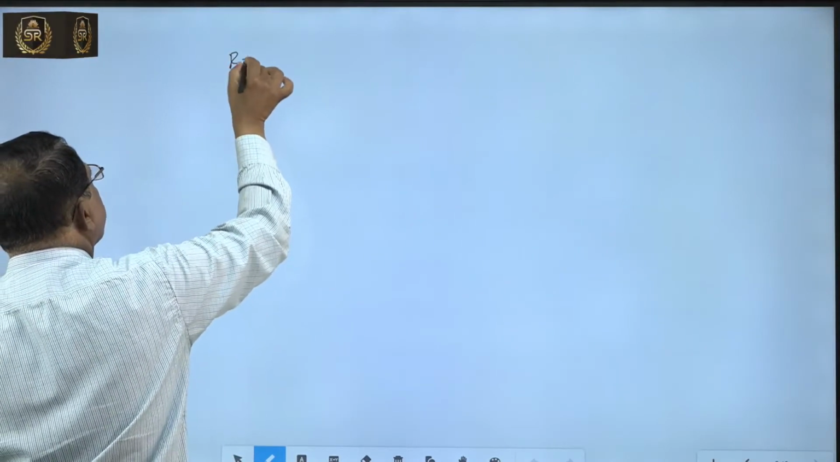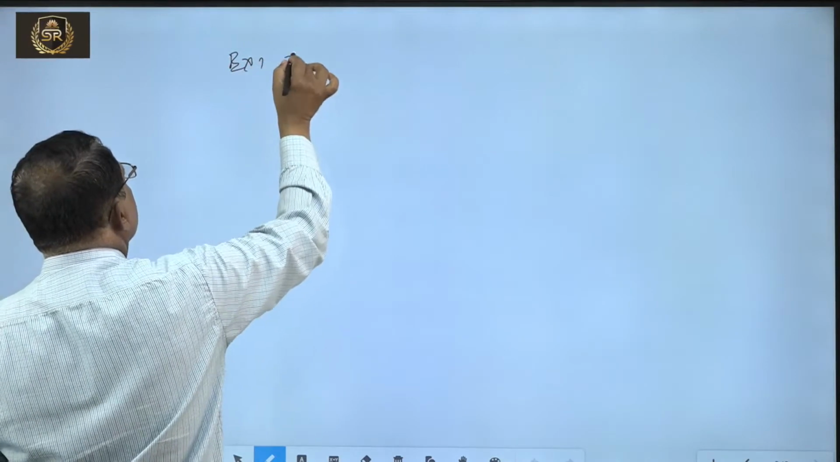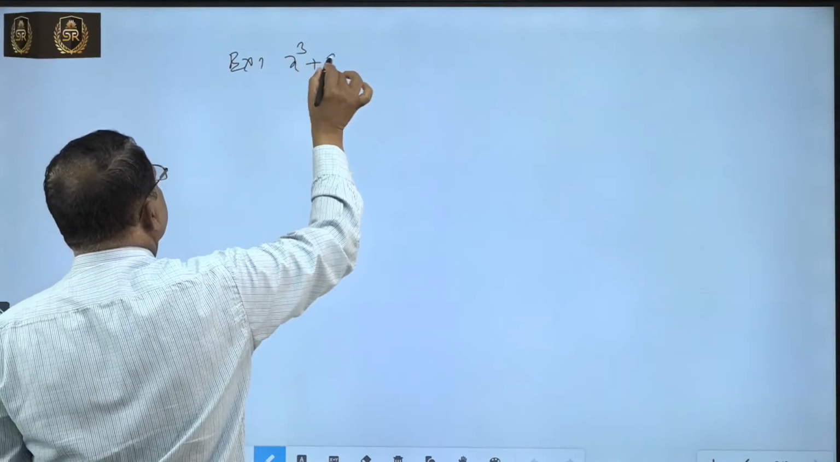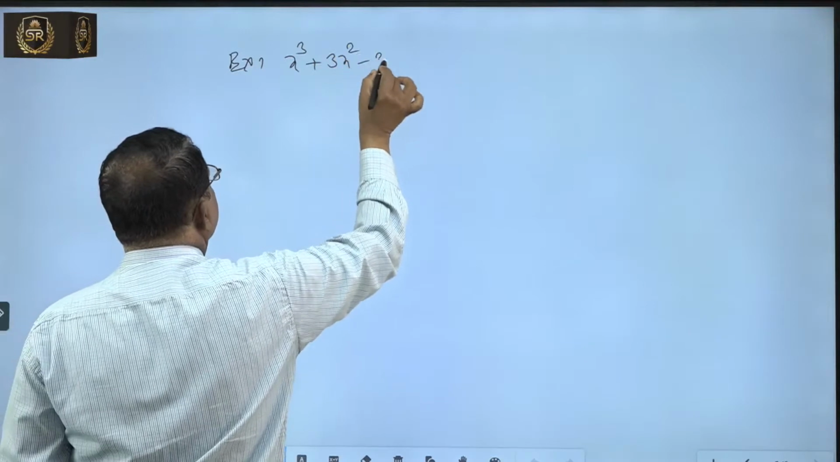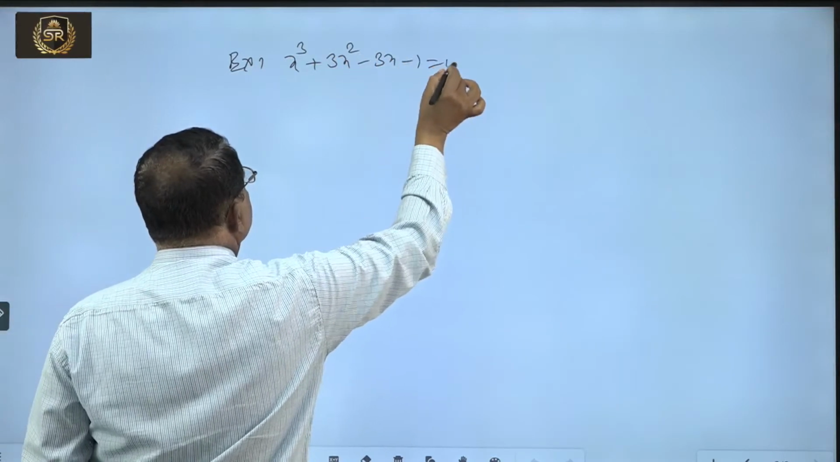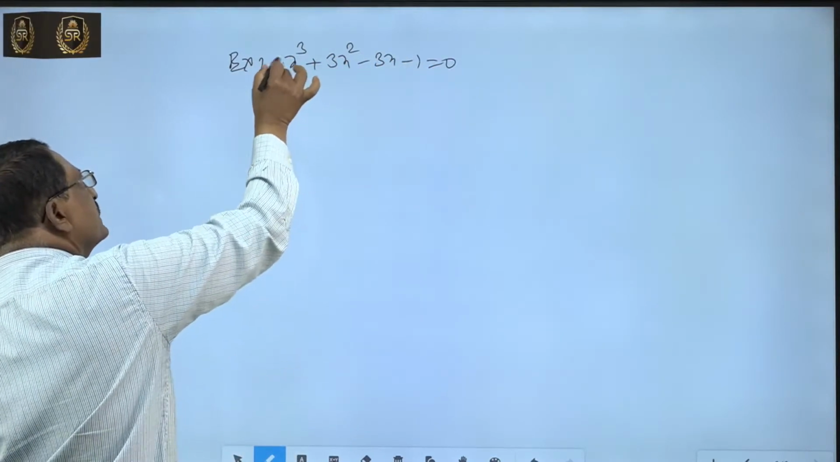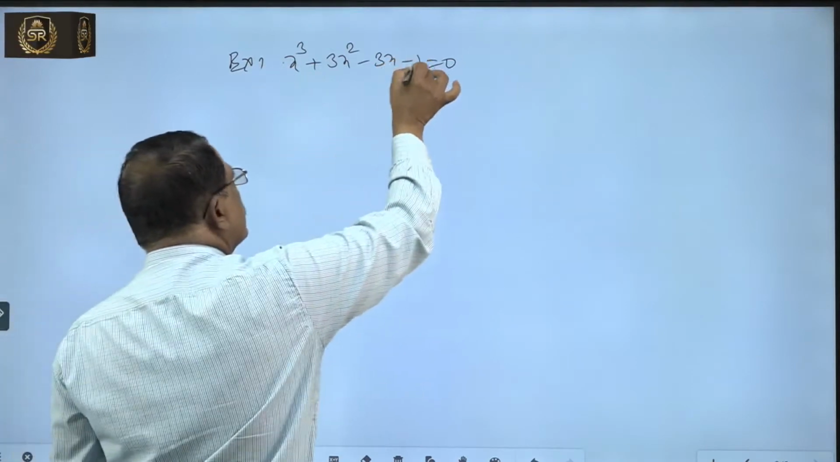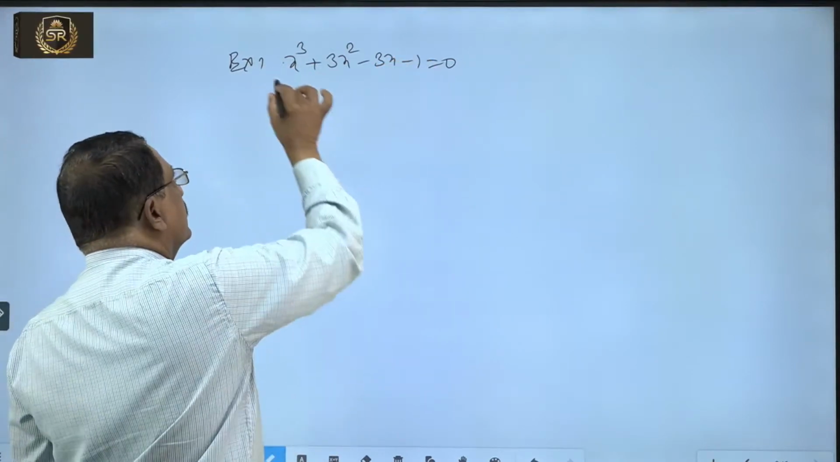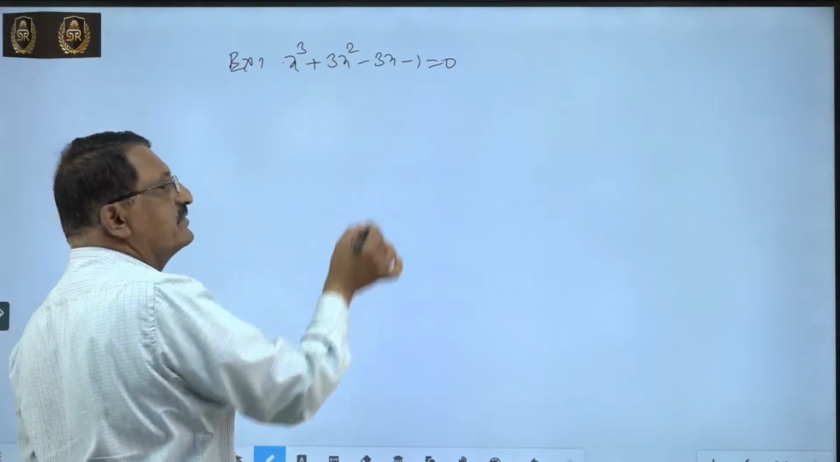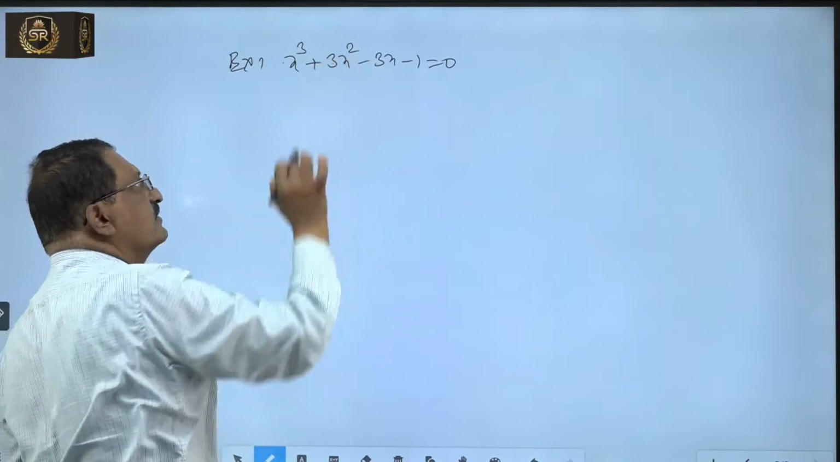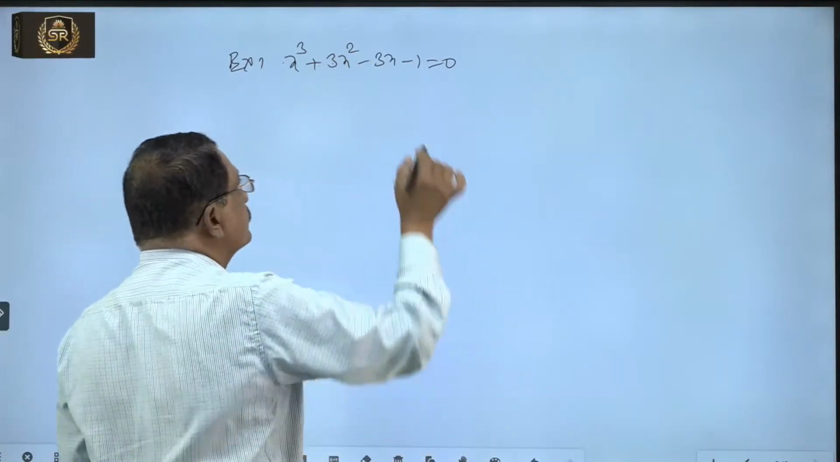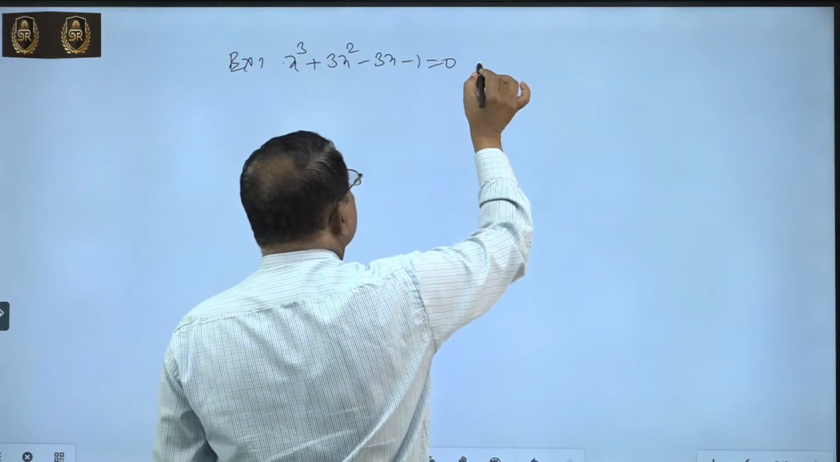For example, x cube plus 3x square minus 3x minus 1 equals 0. Here the coefficient of x cube is 1, the constant is minus 1. Now 1 equals minus of minus 1, and 3 equals minus of minus 3, and so on.